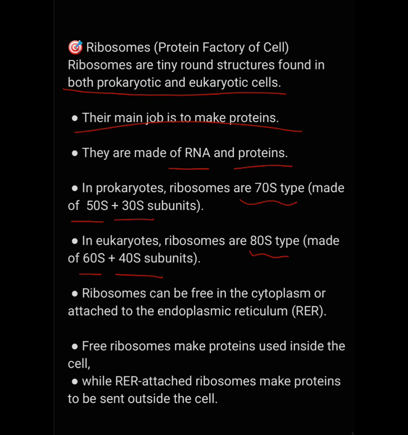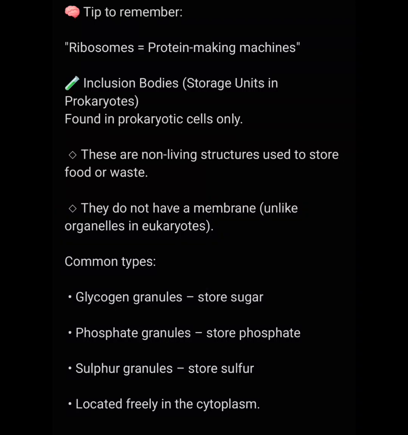Ribosomes can be free in the cytoplasm or attached to the endoplasmic reticulum, only on the rough endoplasmic reticulum. Due to the presence of ribosomes on the endoplasmic reticulum, it gives a rough appearance, so it is called the rough endoplasmic reticulum. Free ribosomes make proteins used inside the cell, while the rough endoplasmic reticulum makes proteins to send out of the cell. Ribosome is nothing but the protein-making machine.